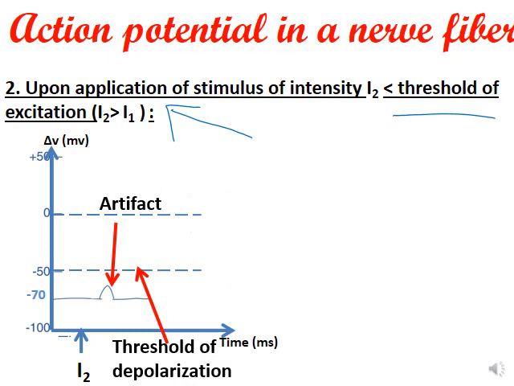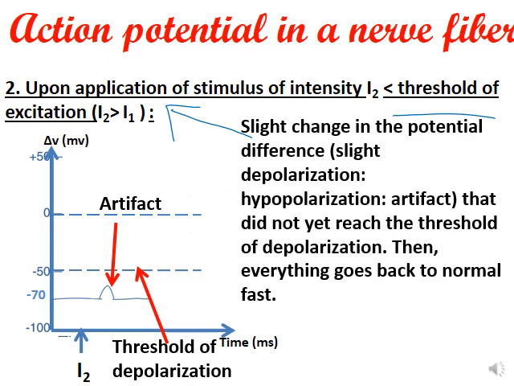Here we have a decrease in the negativity. We're moving toward the positive, so it becomes greater than minus 70. This is called artifact, but it's still less than the threshold of depolarization. So a slight change in the potential difference is called slight depolarization.